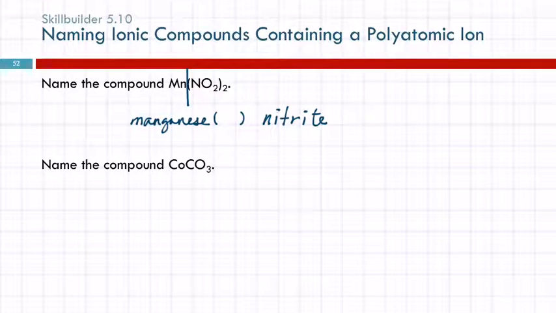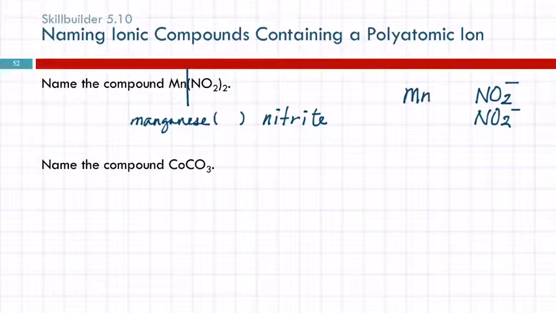Now I can go back and figure out what the charge on the manganese is. So nitrite is NO2. It has the same charge as nitrate, minus one. And the parentheses with the two on the outside tell me I have two of those. And I have one manganese ion. So my total negative charge is negative two. That tells me my total positive charge must be plus 2. There's only one ion there, so it's going to have both of those charges. So this is manganese(II) nitrite. Okay?